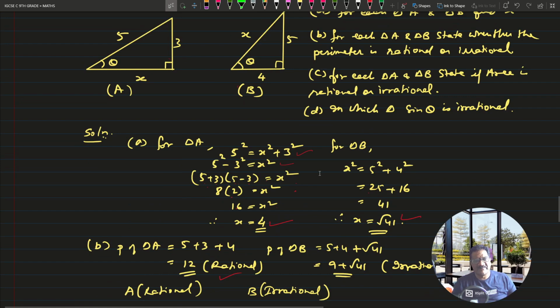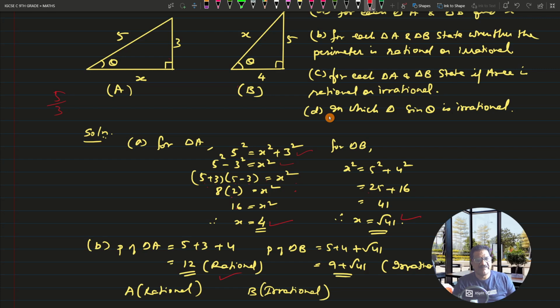And the D part of the question is, in which triangle is sine theta irrational? Now, if you see triangle A, in this sine theta is opposite upon hypotenuse. So, sine theta is 5 upon 3. Now, 5 upon 3 is what? It is an irrational number, right? Sorry, rational number. So, for triangle A, sine theta will be rational.